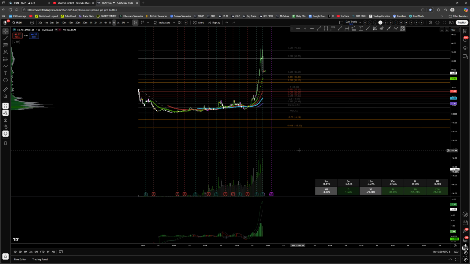Zoomed out, not a bad deal, especially if you got in anywhere in January. It was down at $10. Even beginning of September, still a great deal. It was $21. And yes, we pulled back to 40, but that's still a double from 18 or from 20.